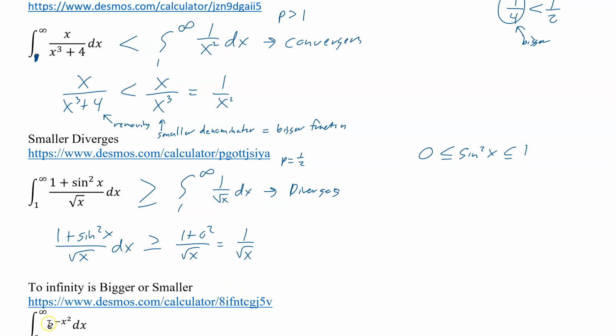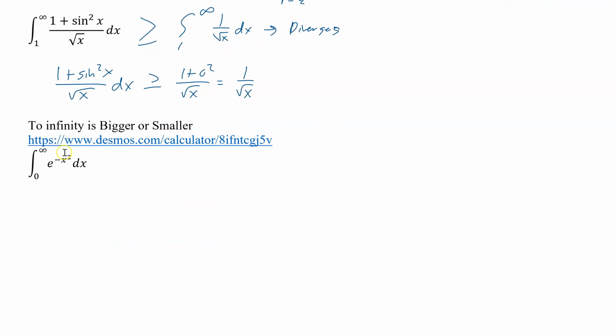So let's look at this one. Our e to the negative x squared does not have an antiderivative. So finding the integral is going to be really, really difficult. But we do know e to the negative x. That's something that we can compare it to. So now all we have to do is look and see, well, is it bigger or smaller than this one? And then we can look to see if it converges or diverges.